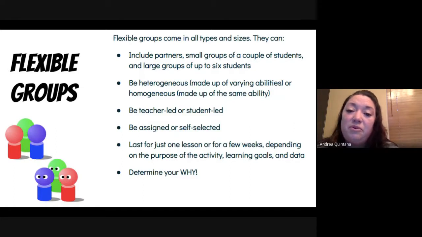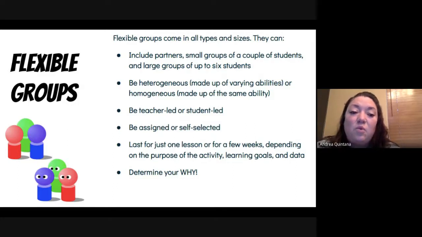And they also move throughout the day. So you might be in one group of a partner with the same ability, and next you might be in a small group with varying abilities. And so keeping those groups flexible. Also, flexible groups can be led by a teacher or led by students. They can be assigned or oftentimes even self-selected, allowing some choice for your students. And the last thing is that sometimes these small groups can last weeks, depending on the purpose of the activity. Sometimes they can only last the day or the specific task at hand.